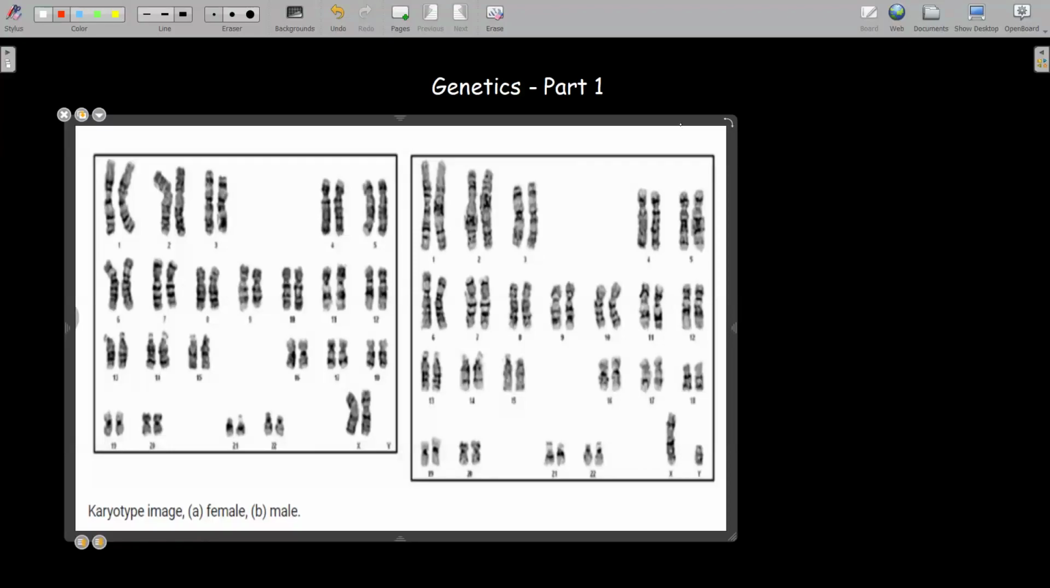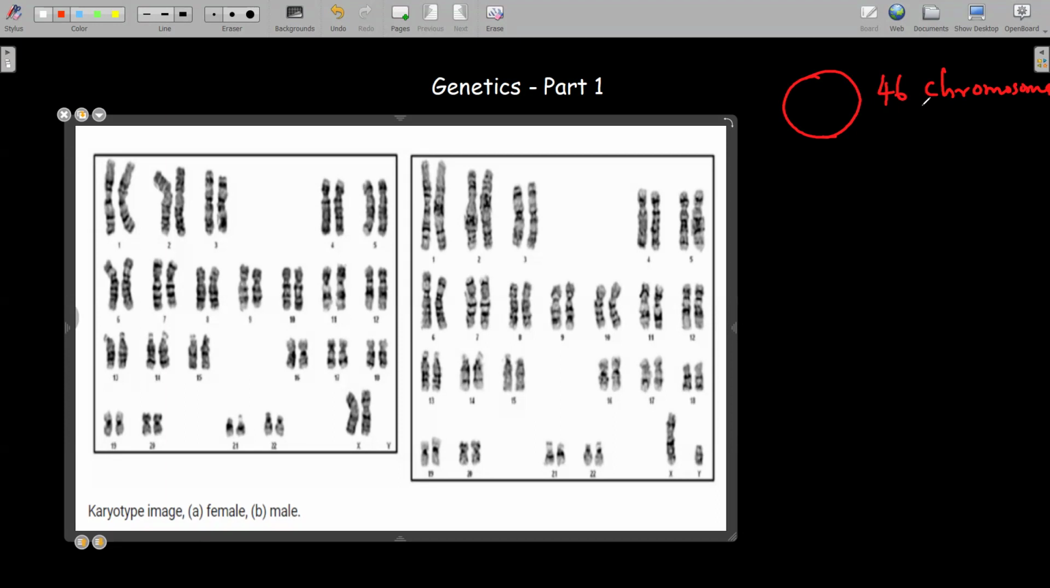Hey everyone, today we are diving into genetics. So, life begins with a zygote. Now, I hope you know what a zygote is. A zygote is that single cell which has 46 chromosomes. Now, this differs for different species.